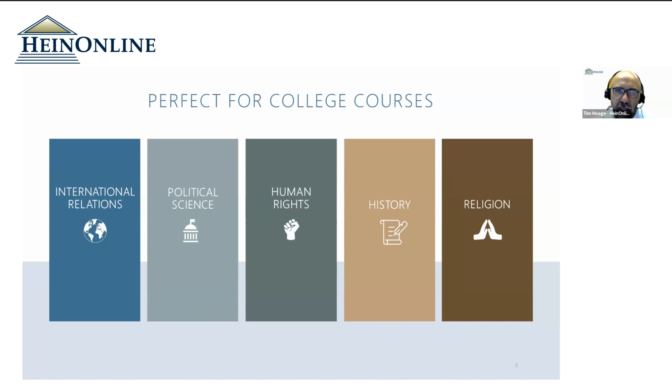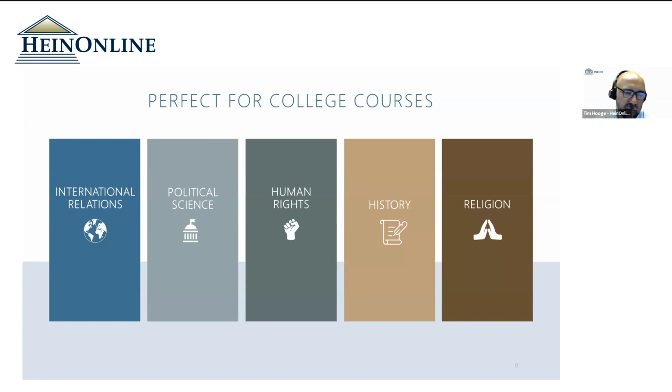What you can see on the slide here is some of the material that we like to highlight, including international relations, political science, human rights. History is a really big one, as is religion, but it goes beyond that. We have programs around the world that use HeinOnline for a variety of different research subjects, and those include nursing, paralegal programs, engineering, environmental studies, indigenous studies, civil rights, and the list goes on.